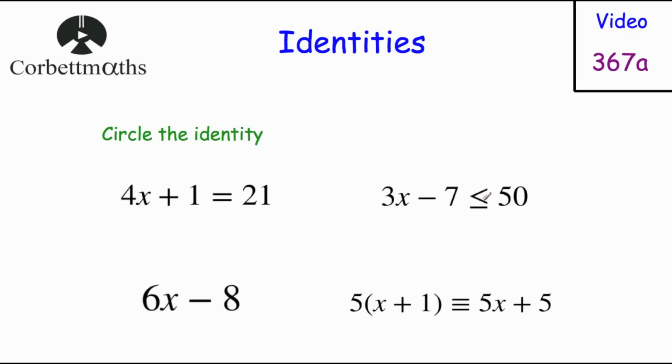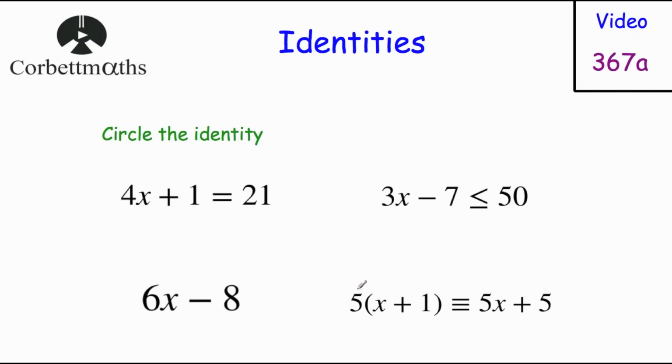So if it's got a greater than sign, a greater than or equal to, or a less than or equal to sign, they're called inequalities. That's an inequality, it's not an identity. Next we've got 6x minus 8, and that's what we call an expression. We've got these terms, 6x and minus 8. So that's just what we call an expression.